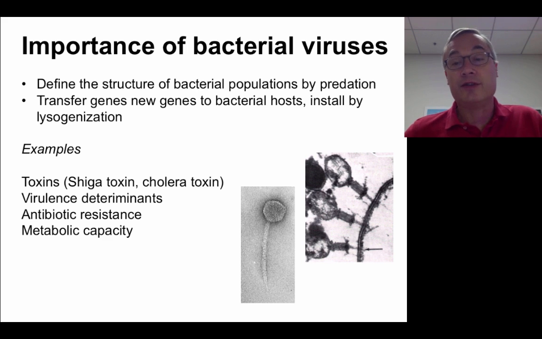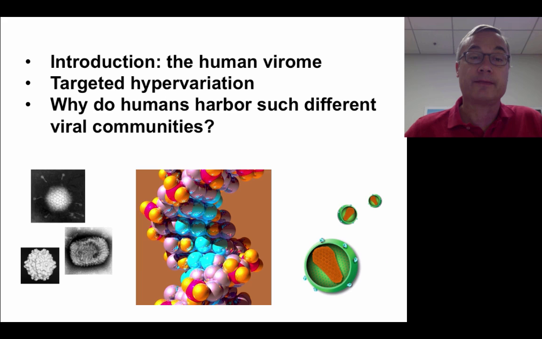And so the kinds of genes that are installed by lysogenization can have an important effect on the phenotype of the bacterial host. For example, Shiga toxin, cholera toxin are carried on phage, and whether or not they're integrated in a bacterial genome will have a big effect on how toxic colonization with that bacteria is. Phages also carry around virulence determinants, genes for antibiotic resistance, genes that change the metabolic capacity of bacteria. So by all of these means, bacterial viruses can influence the function of bacterial cells and thereby the degree to which those bacterial cells influence the condition of the human host.